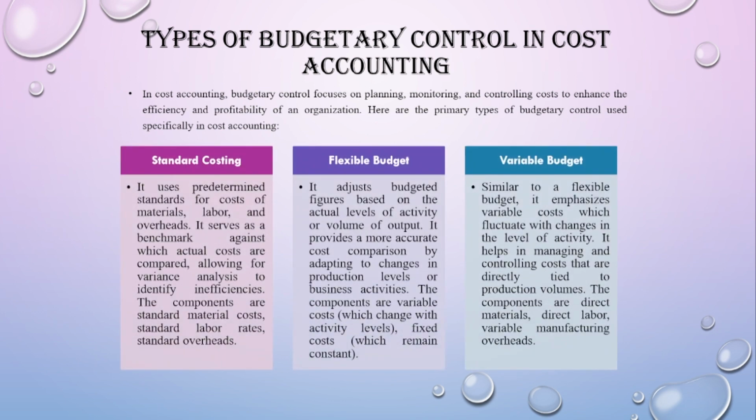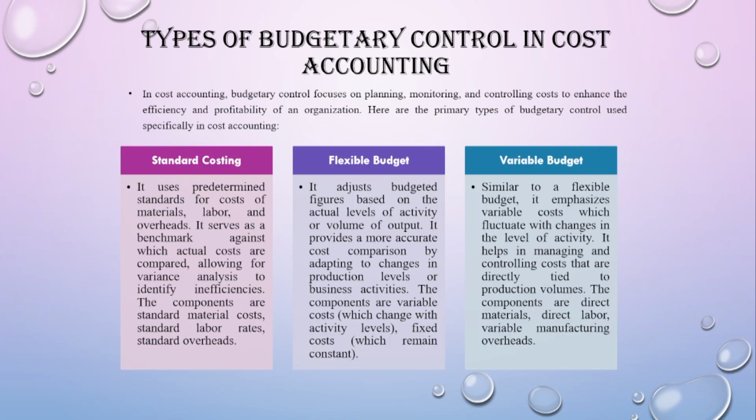What is standard costing? It uses predetermined standards for cost of material, labor, and overheads. It serves as a benchmark against which actual costs are compared, allowing for variance analysis to identify inefficiencies. The components are standard material cost, standard labor rates, standard overheads. For flexible budget, it adjusts budgeted figures based on the actual levels of activity or volume of output.